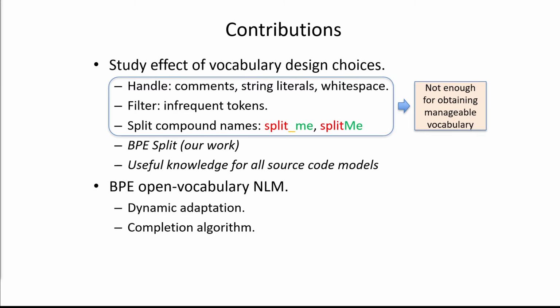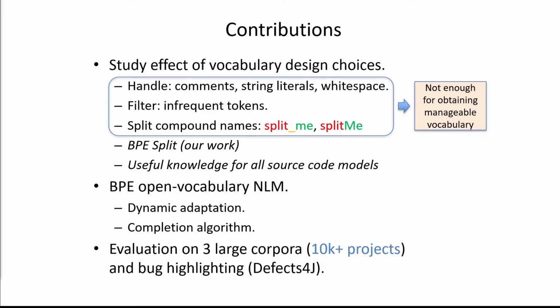Another contribution is that we made a BPE neural language model that's super small, and it can utilize certain clever tricks like dynamic adaptation and a clever code completion algorithm to give you state-of-the-art results. Last, we evaluated our model on 3 large corpora. Each of these is more than 10,000 projects. We also evaluated on the task of bug highlighting using Defects4J.